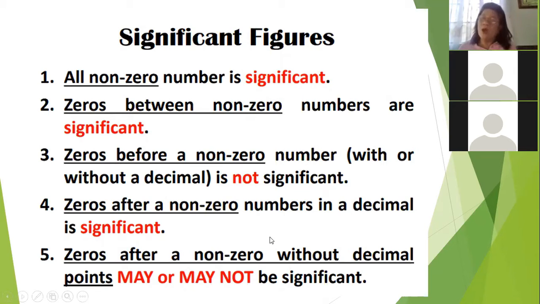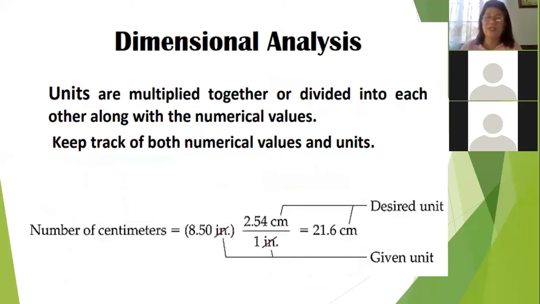So, what makes it significant? Because of the presence of a non-zero number. What makes it insignificant is because of the presence also of a zero. That is for significant figure.